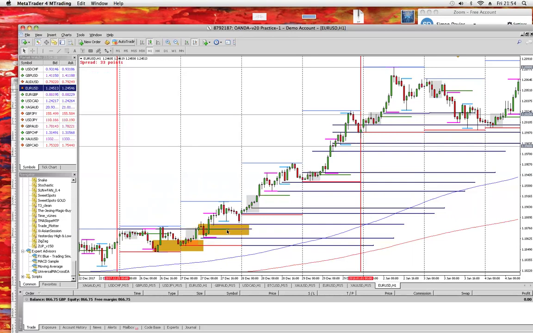So whoever says price is not predictable, they ain't got a clue what they're doing. It's very predictable when you know what you're doing.